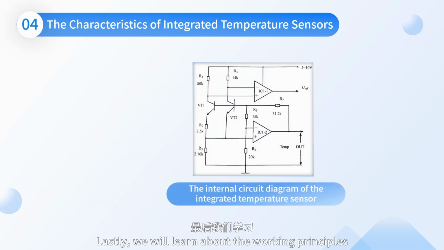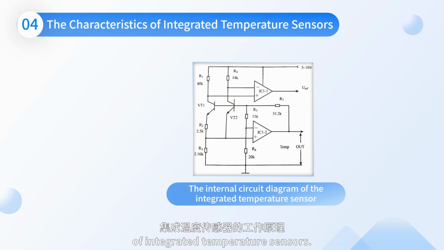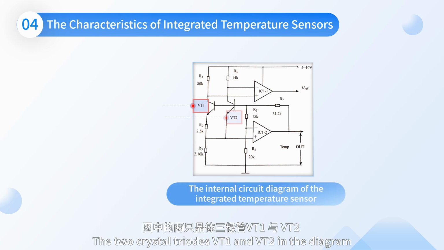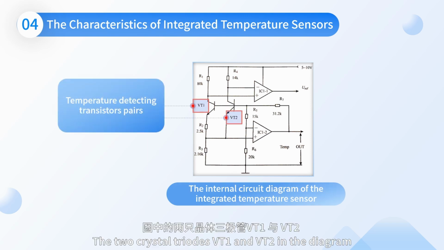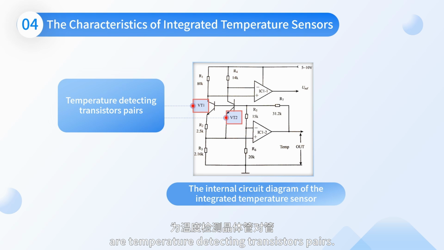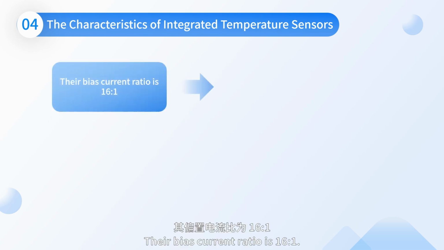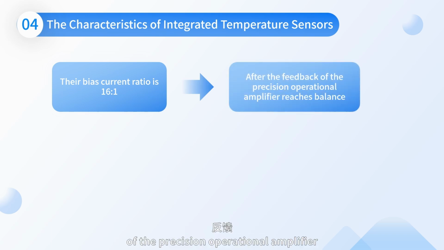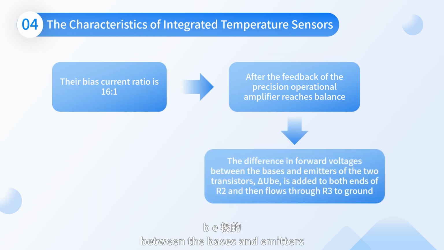Lastly, we will learn about the working principles of integrated temperature sensors. Let's observe the internal circuit diagram of the integrated temperature sensor. The two transistors VT1 and VT2 in the diagram are a temperature detecting transistor pair. Their bias current ratio is 16:1. After the feedback of the precision operational amplifier reaches balance, the difference in forward voltages between the bases and emitters of the two transistors, UB, is added to both ends of R2 and then flows through R3 to ground.